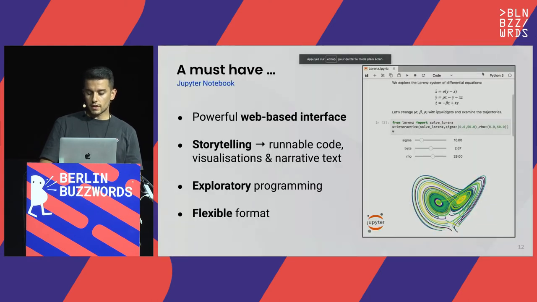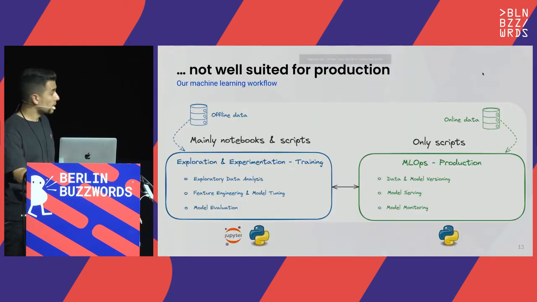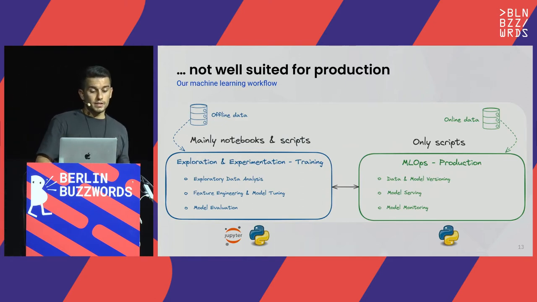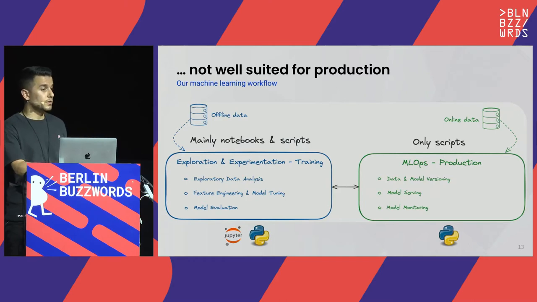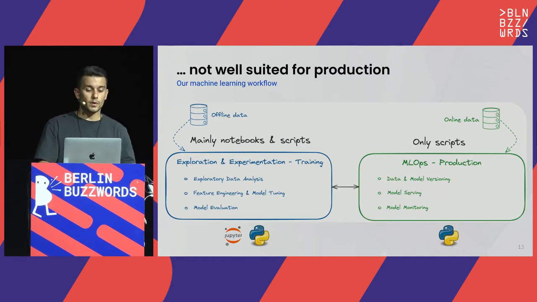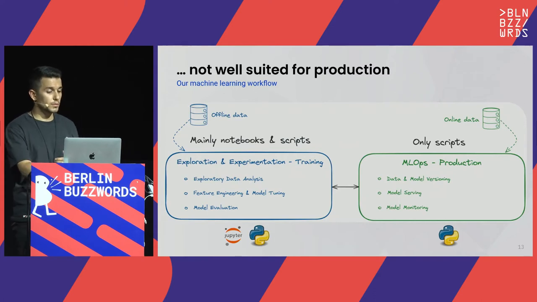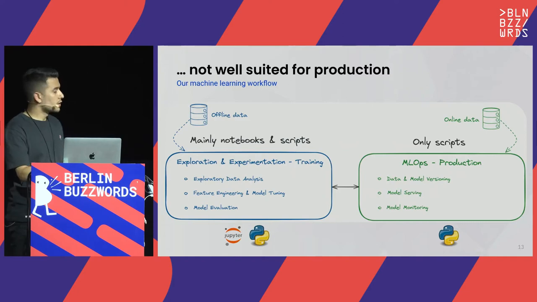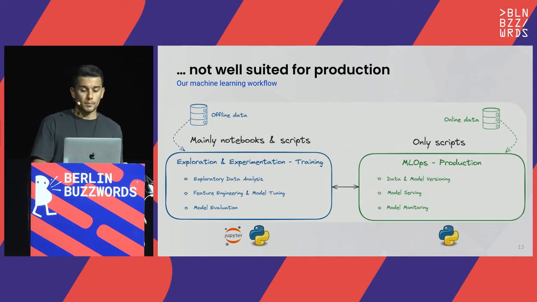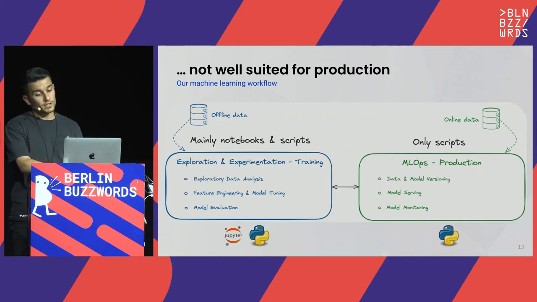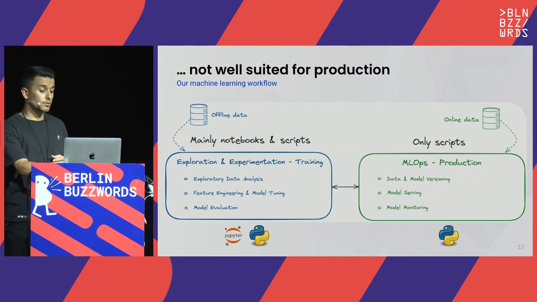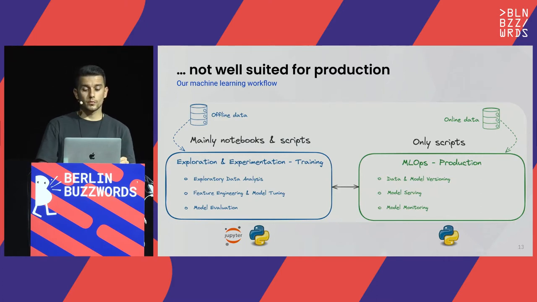Indeed, if you look at a common machine learning workflow, you can see it as two main parts. The first part is the exploration and experimentation. It's basically the training, with exploratory data analysis, feature engineering, and model evaluation. Here, you mainly deal with notebooks. You can experiment, you can prototype, and sometimes it's dirty. While in the second part of this workflow, you have the production part. You only deal with scripts, and you have to have something clear and reproducible.